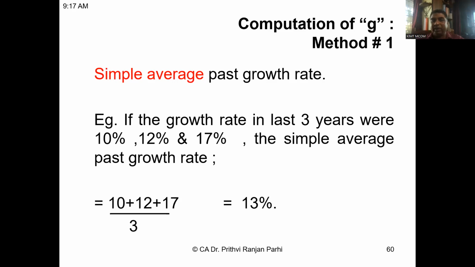This is one example we had done in your previous class. It says if the growth rate in the past 3 years was 10%, 12%, 17%, then what is the growth rate? Here, by applying the simple average past growth rate model, we calculate the simple average of these past growth rates. So 10 plus 12 plus 17, all divided by 3, comes to 13%. So 13% is the simple average past growth rate, which can be taken as the growth rate of that business.